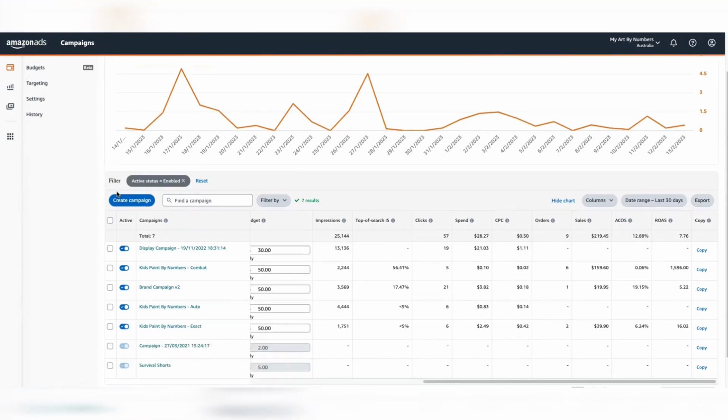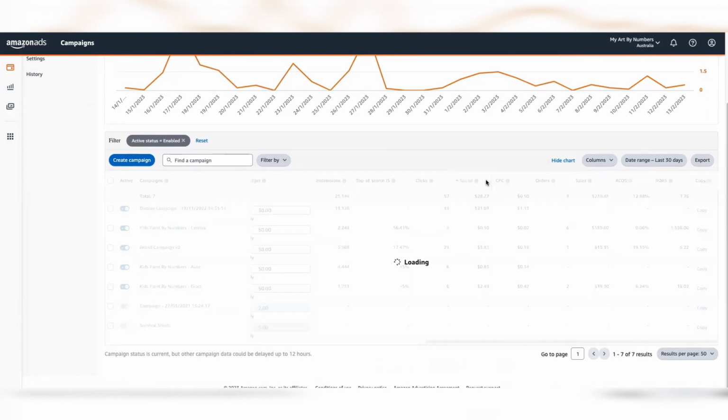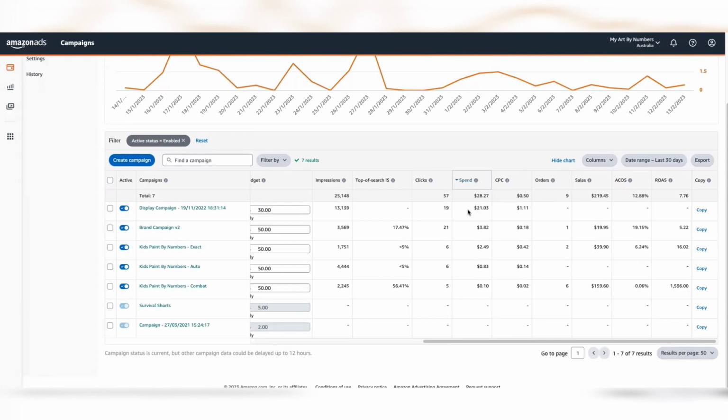Now let's scroll down and just have a look at how that's reflected in the campaigns that he's running. So what you can do is just sort by spend. If it's not sorted, you can just click the column until it comes up.